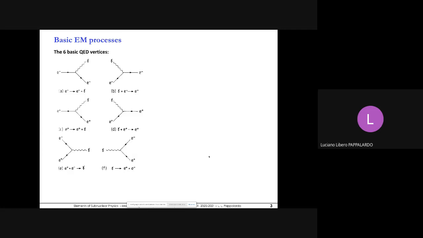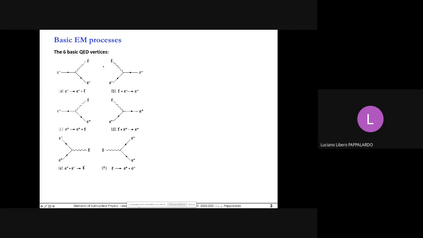So there are 6 basic QED vertices, and these are the only ones possible, essentially, at least for the electron sector. Then we have, of course, the same for the quark sector and for the other leptons. The first process is the emission of a photon by an electron. So in the initial state, we have an electron. In the final state, we have an electron plus the emitted photon. Or we have the absorption of a photon by an electron. Then we have the same processes, but now for positrons, the antiparticle. And then we have the annihilation process, where an e+ e- pair annihilates into a photon, or the pair production, where a photon produces an electron-positron pair.